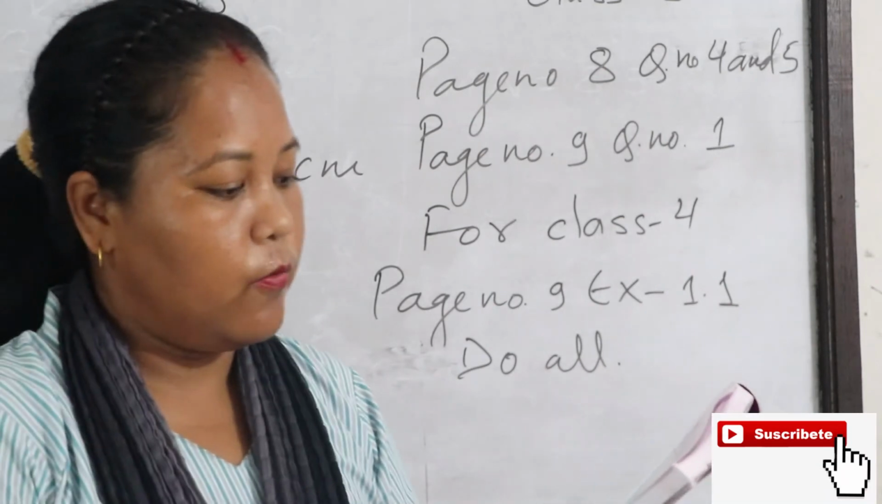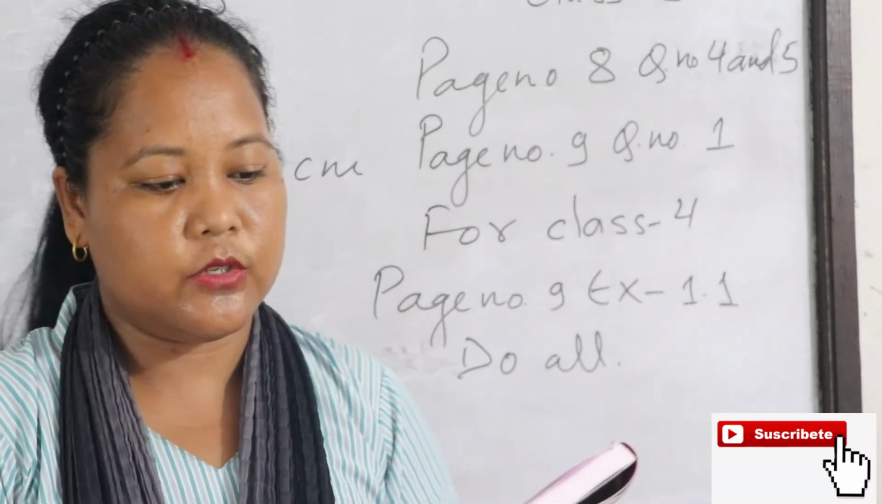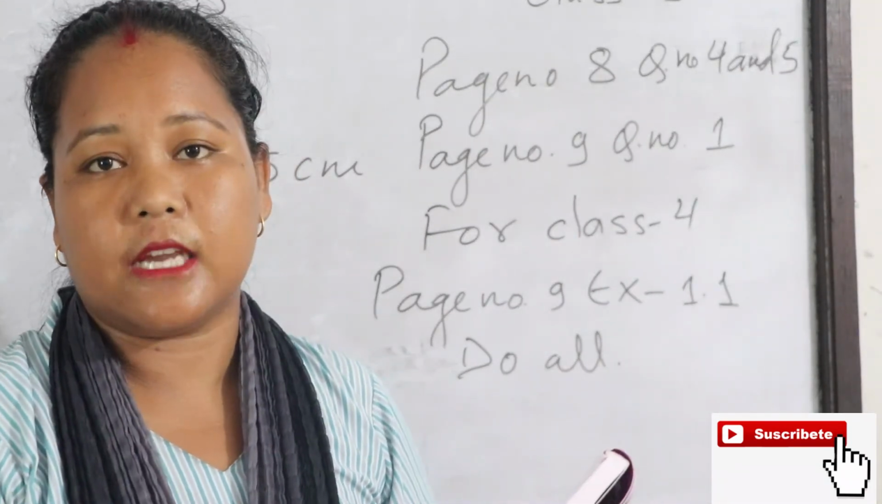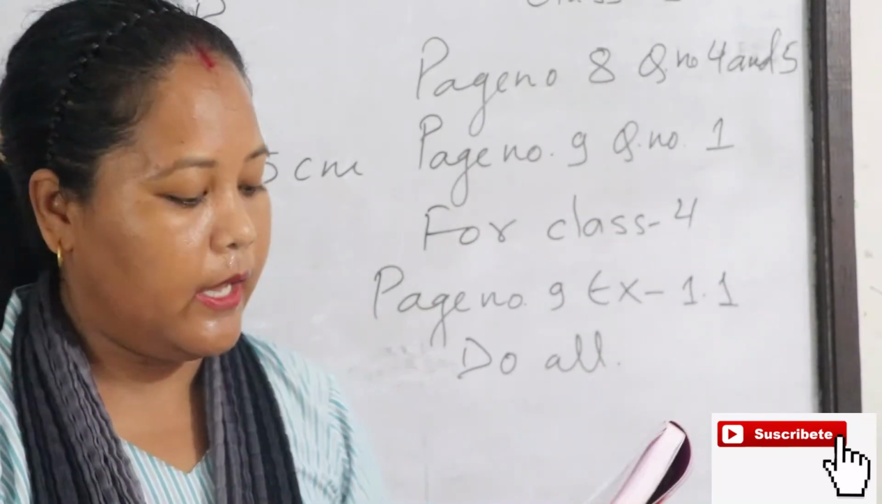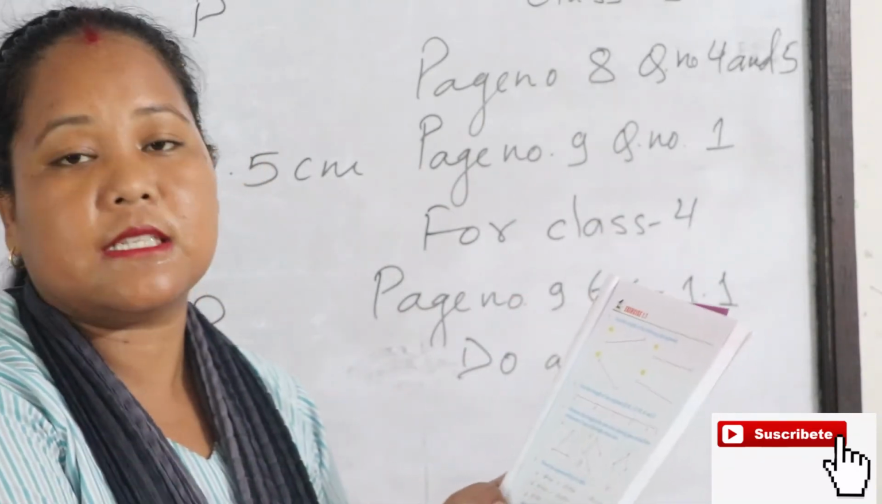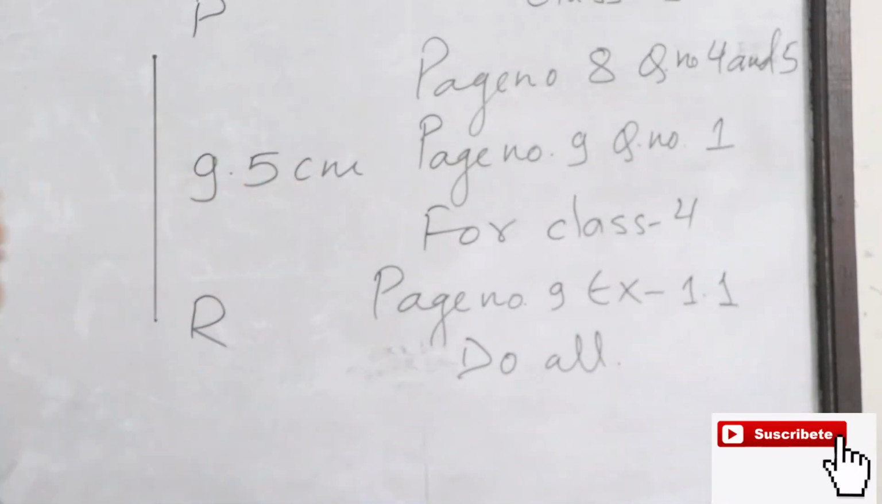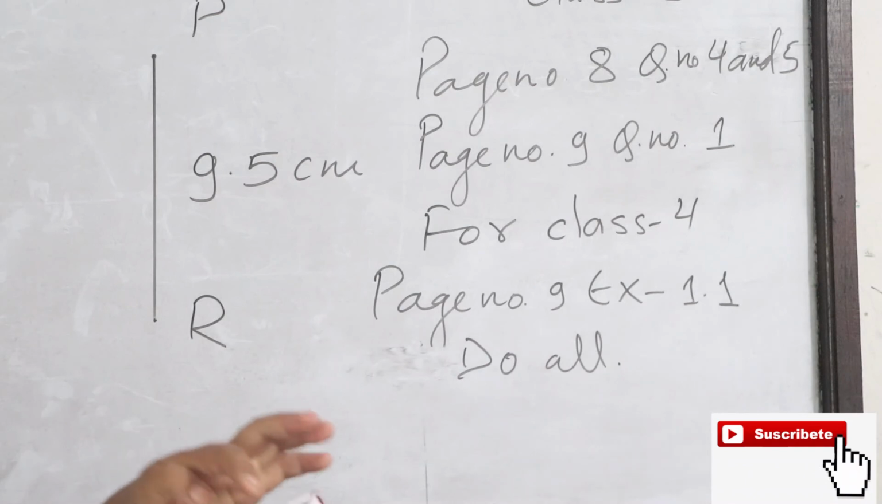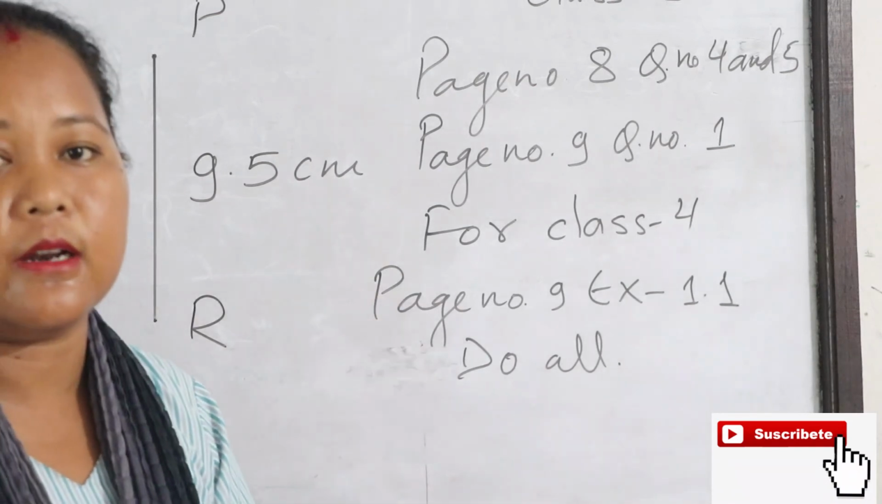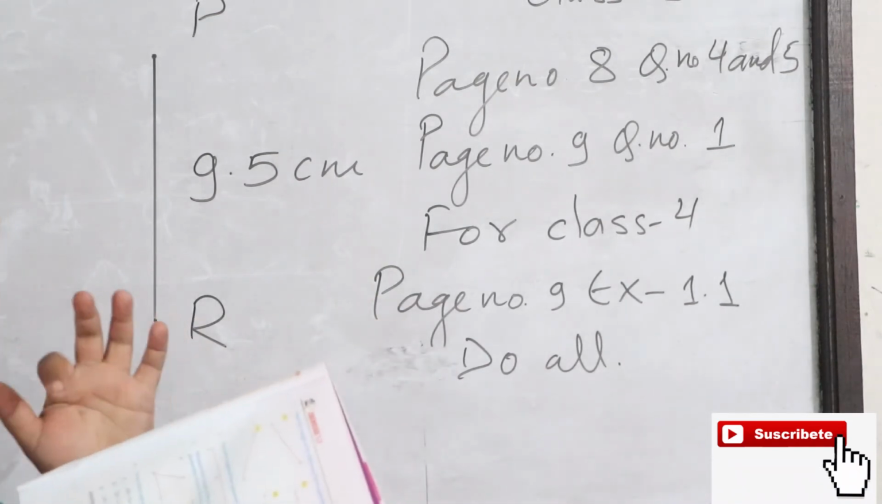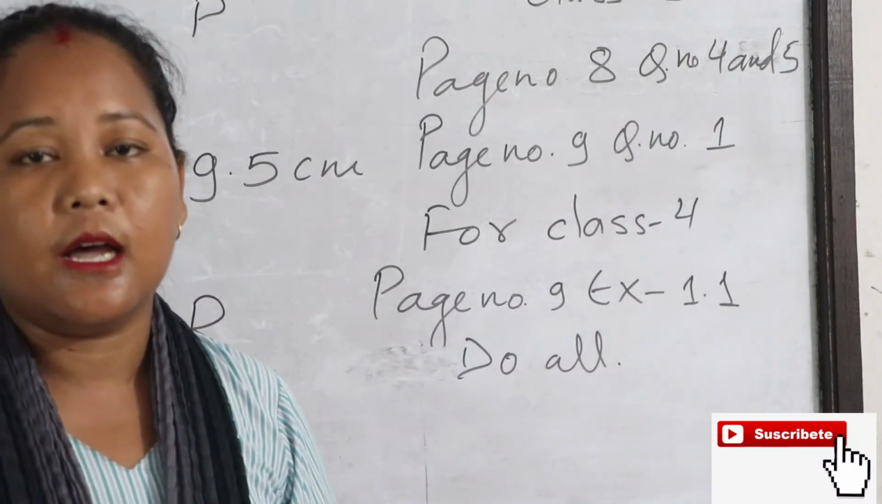In question number 1, 2, 3, the line segment is given. You have to measure it. And in question number 4, the length is given. With the help of that length, you have to draw the line segment. In question number 1, 2, 3, you have to measure the line segment, and in question number 4, you have to draw the line segment.